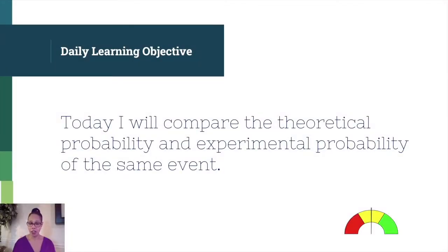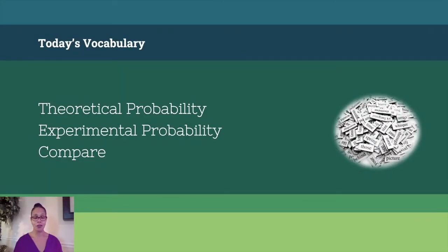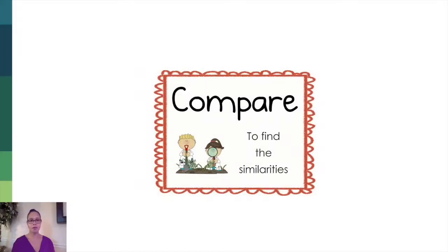Today's daily learning objective is to compare the theoretical probability and experimental probability of the same event. Our vocabulary terms for today's lesson are theoretical probability, experimental probability, and compare. This is a reminder of our critical verb compare. When we see the verb compare, it means to find the similarities. Sometimes we will be asked to contrast or to find the differences. It is important to be able to do both.